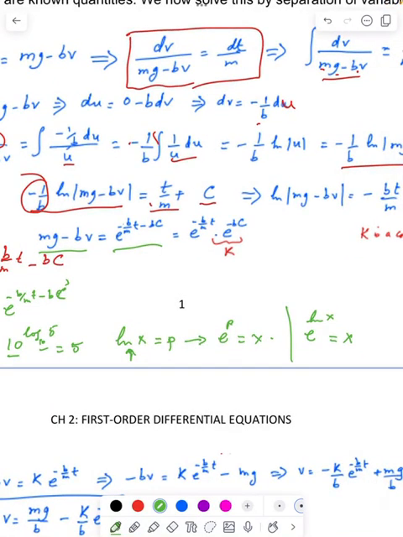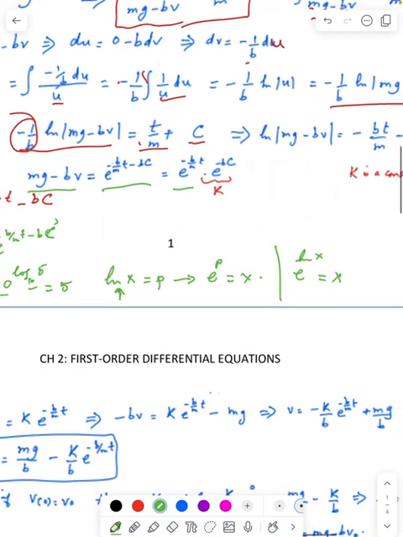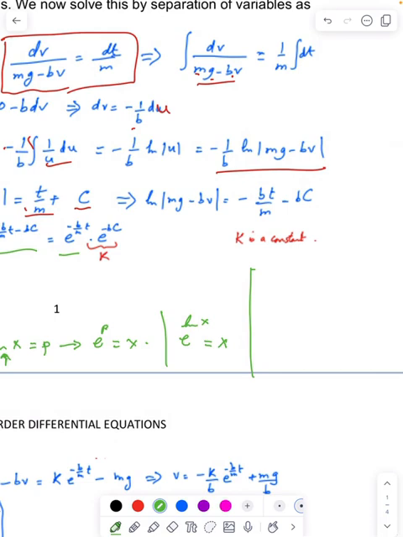Now using the exponent rules, I can split this and write it as e to the minus bt times e to the minus bc. So how did I do that? What rule did I use? There is a rule that if you have x raised to the power m times x raised to the power n, you can write it as x to the m plus n. So now if you have x to the a plus b, you can write it as x to the a times x to the b.